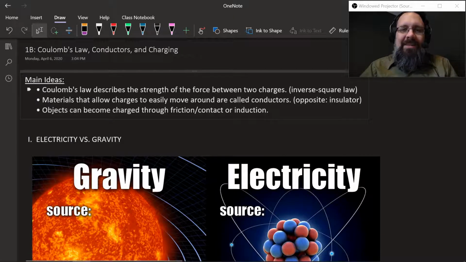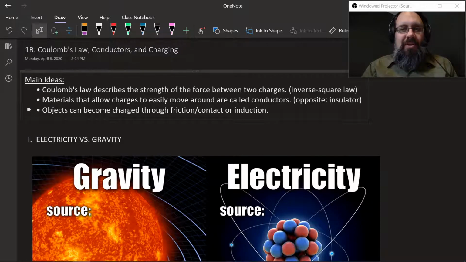Our three main ideas today are that Coulomb's law describes the strength of the force between two charges. You'll remember this as the inverse square law. We learned about this with gravity. And the second main idea is that materials that allow charges to easily move around are called conductors. And the opposite is where charges aren't free to move through these materials. Those are called insulators.